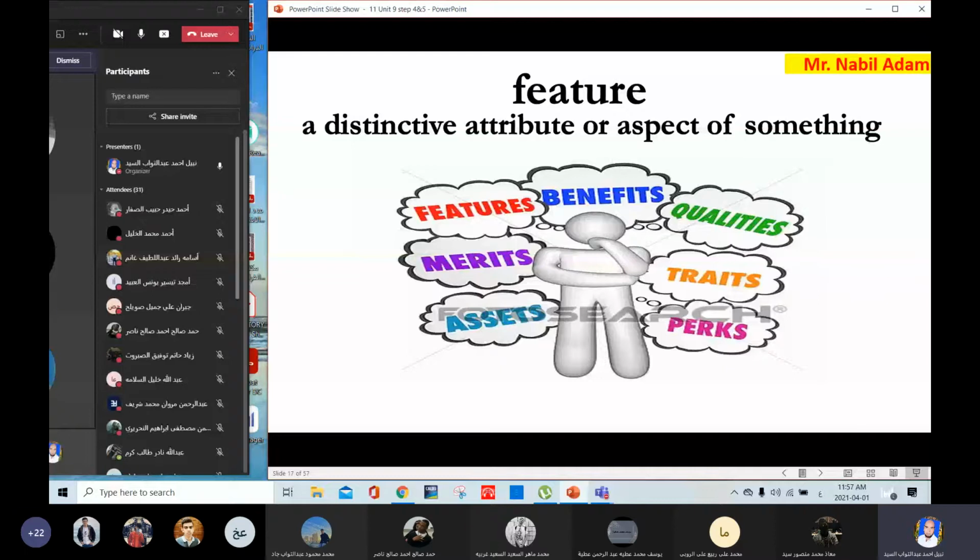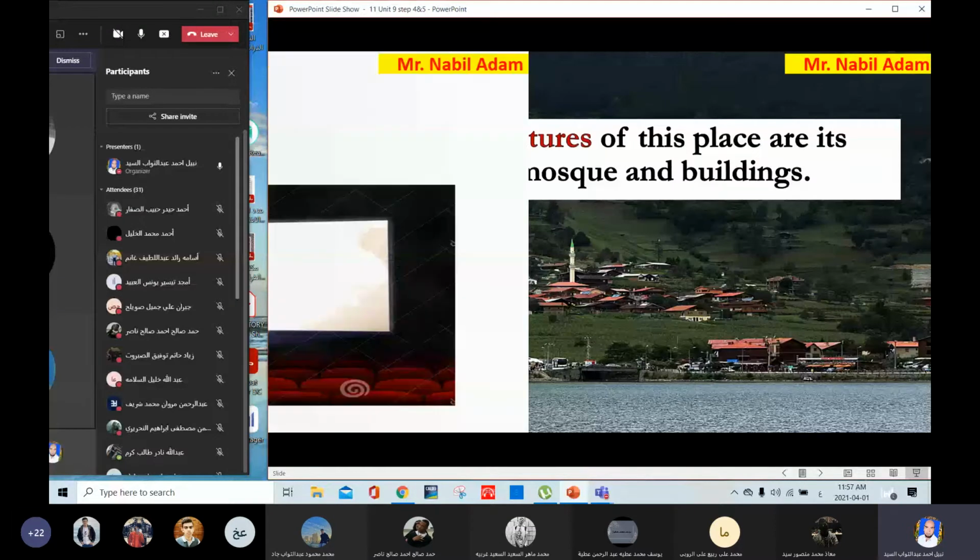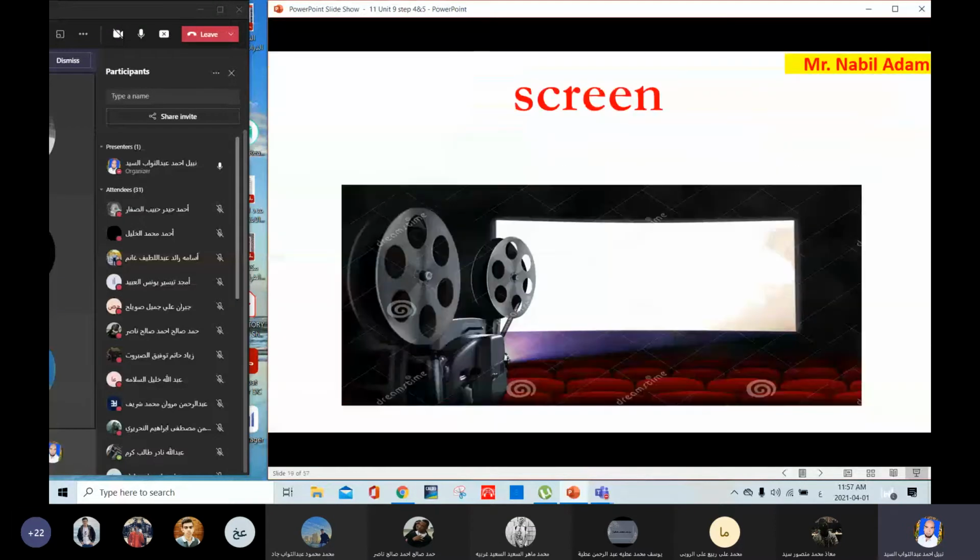Screen. You know the word screen is a noun, but in this lesson it's a verb. Screen means to show or broadcast. Channel 4 will screen this animation movie this evening. It will show, it will broadcast this cartoon.